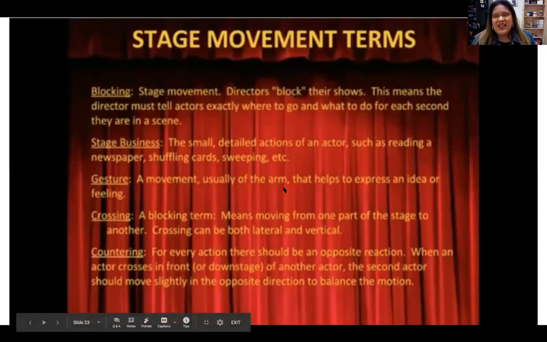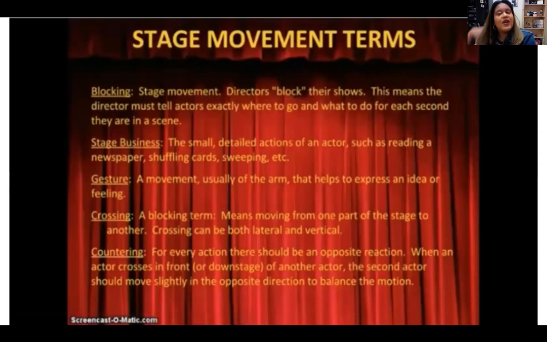Stage business is the smaller movements that you do on stage. So things like maybe combing your hair, eating, reading a newspaper, these small little actions that you do with your hands, with your body, stage business.